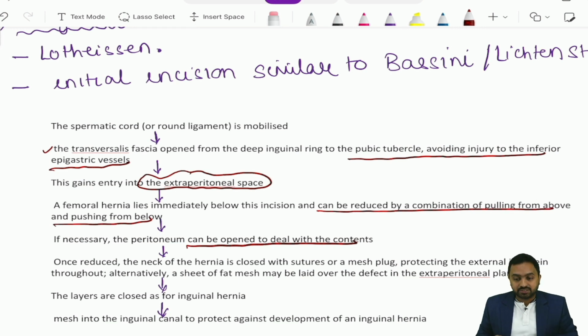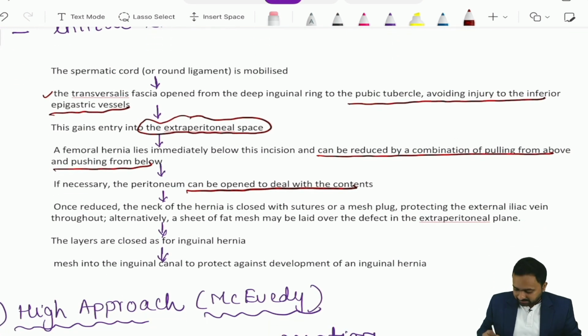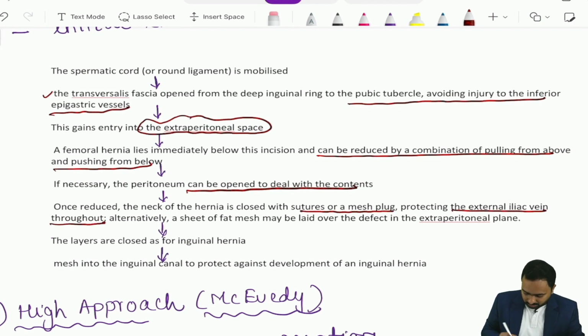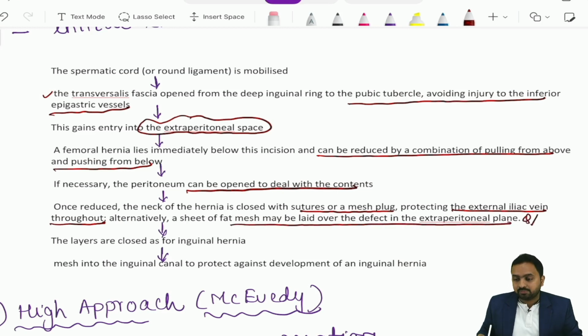Once it is reduced, the neck of the hernia sac is closed with sutures or a mesh plug, protecting the external iliac vein throughout. Alternatively, a sheet of mesh may be laid over the defect in the extraperitoneal plane. The layers are closed as for inguinal hernia, and mesh into the inguinal canal is placed to protect against the development of a future inguinal hernia.